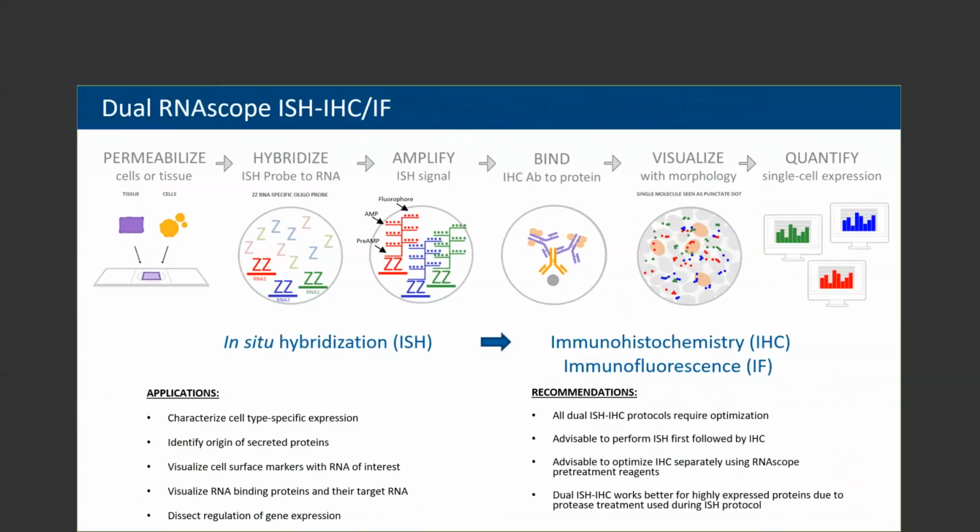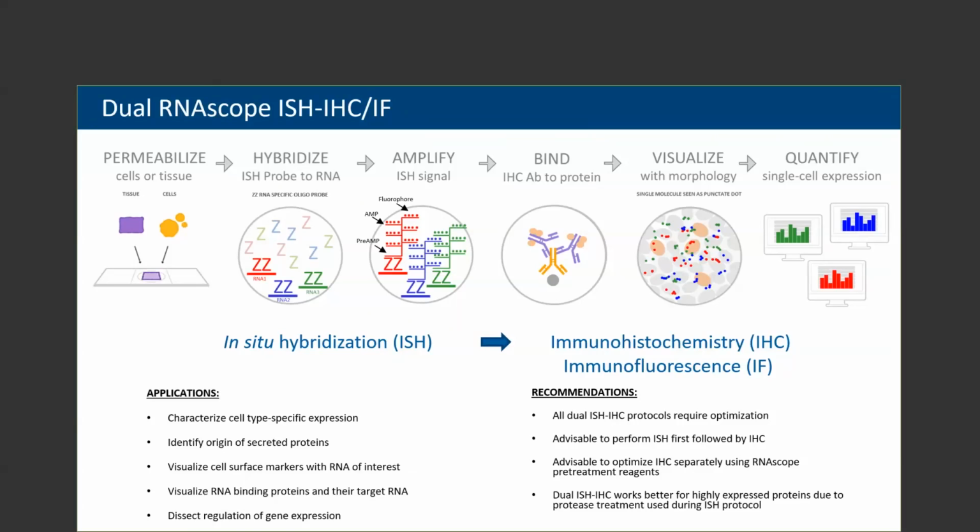I wanted to really quickly touch upon dual RNAscope ISH IHC or IF assessment. That is a great tool that can help characterize cellular gene expression and is used as a combination of ISH with IHC on the same slide to simultaneously detect RNA and protein. What we refer to as dual ISH IHC can be used to characterize cell type specific expression, identify origin of secreted proteins, visualize cell surface markers with RNA of interest. It can also help visualize RNA binding proteins and their target RNA and dissect the regulation of gene expression.